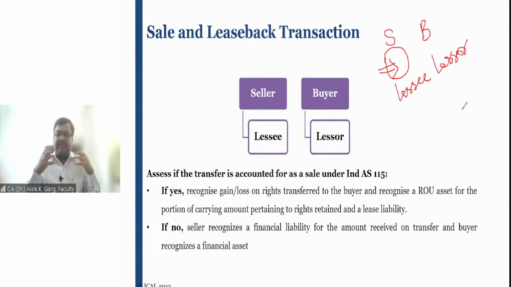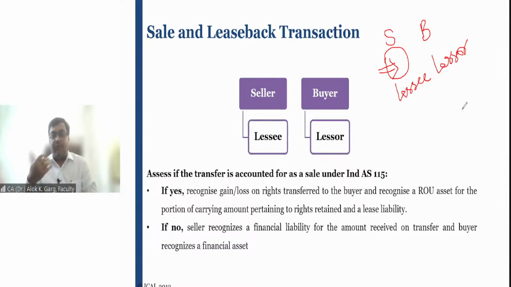What does it mean? For example, this property belongs to me, right? When I'm selling this property, I am transferring the rights to the buyer, and there may be some gain or loss. That gain or loss has to be recognized. If this transfer is accounted as a sale under Ind AS 115, then some gain or loss is required to be recognized on the rights transferred to the buyer, right?